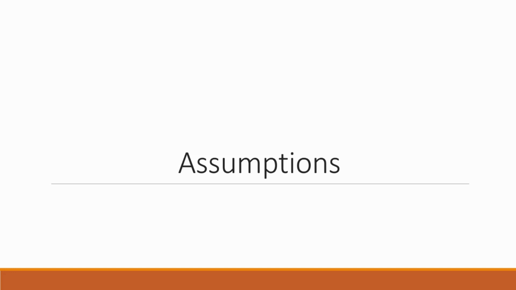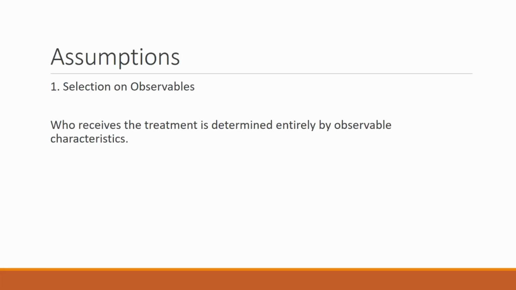If these assumptions do not hold, then we will have omitted variable bias. So we need to know the assumptions, and we need to validate the assumptions before we can use these methods. Now, what are the assumptions that we have to make for using propensity score matching?